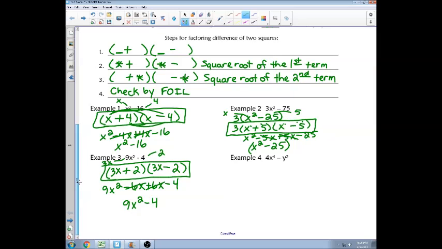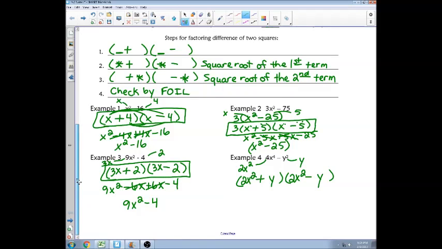Okay. On to our final example on the front side here. I have 4x to the fourth minus y squared. 4 is a perfect square. X to the fourth is a perfect square. And y squared is a perfect square. I also have a subtraction sign. Square root of 4x to the fourth would be 2x squared. Square root of y squared would just be y. Two sets of parentheses. Positive sign, negative sign. 2x squared goes in the front. Y goes in the back.